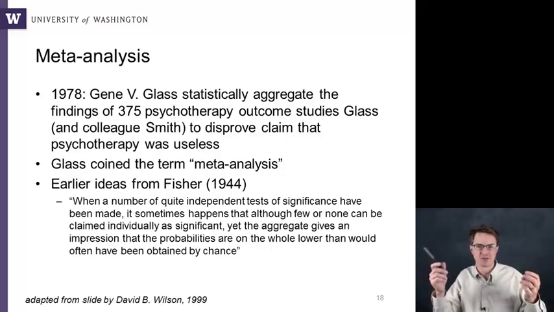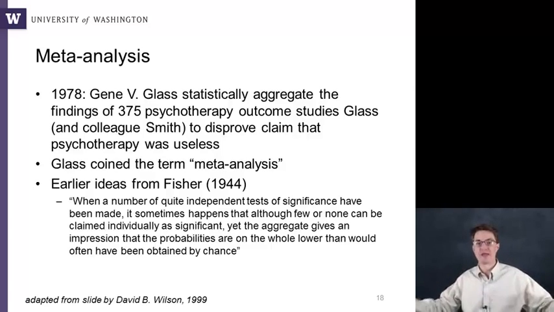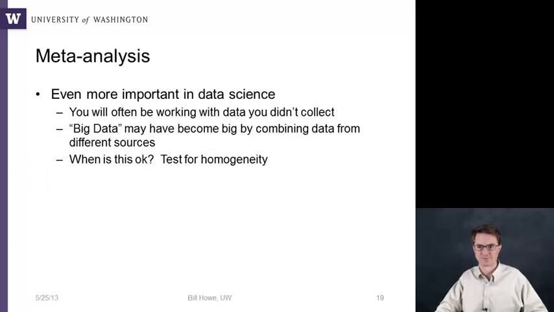And this built on earlier ideas from other statisticians, including Fisher, who has this quote: "When a number of quite independent tests of significance have been made, it sometimes happens that although few or none can be claimed individually as significant, the aggregate gives the impression that probabilities on the whole would be less likely to have been attained by chance." Okay, so individually they look weak, but we can aggregate them to get a more powerful result.